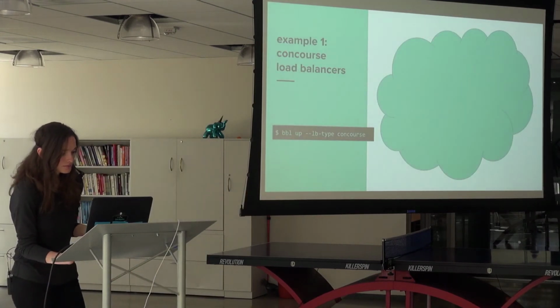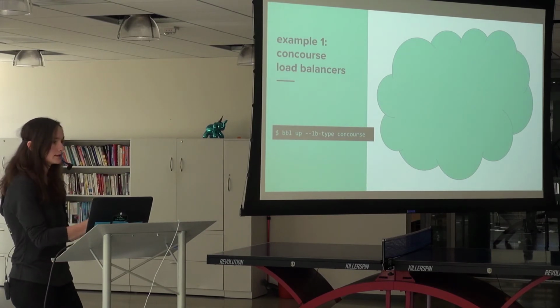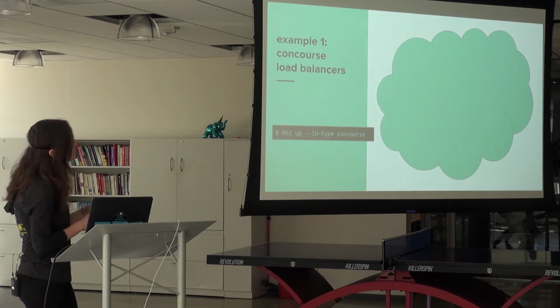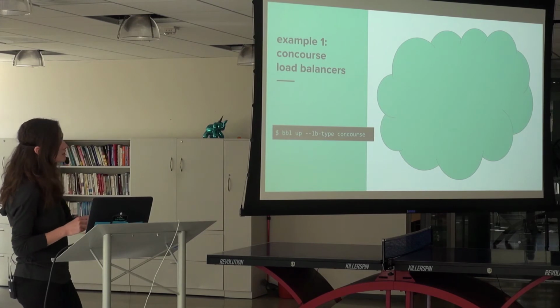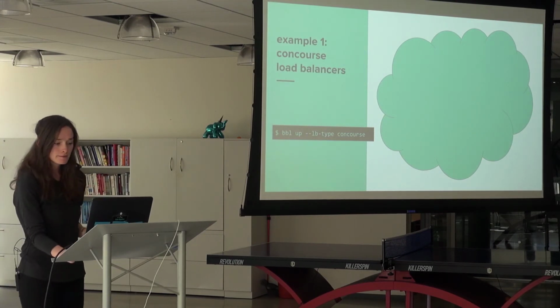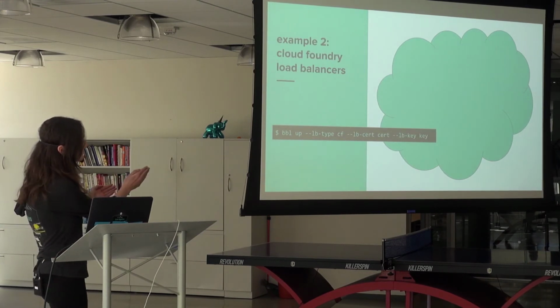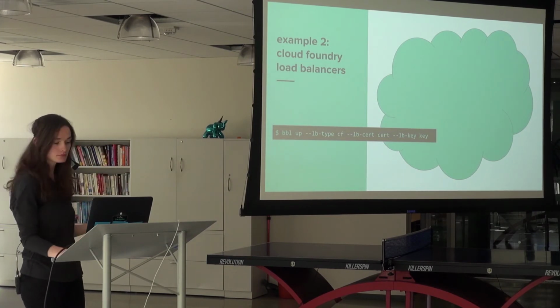So let's say you want, I'm going to talk about some of the command line functions that we did create early on that we continue to support because they're widely needed. So the first one is actually Concourse load balancers. So we actually have an LB type flag for Concourse, and this will actually create load balancers that are specific for a Concourse deployment. If you want Cloud Foundry load balancers, you can do the same thing. In this case, you'll want to provide a cert and a key.